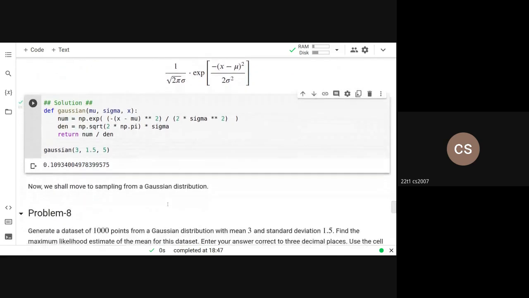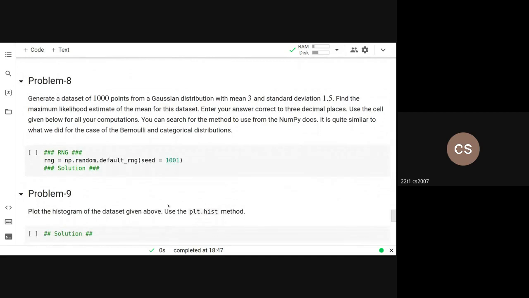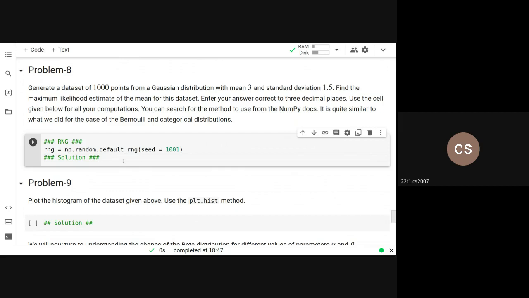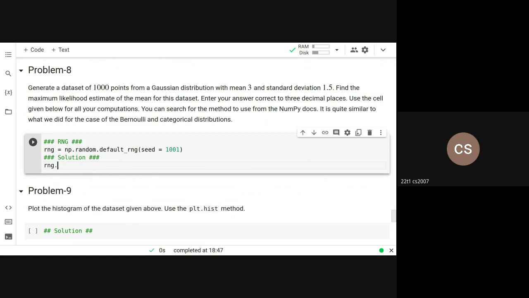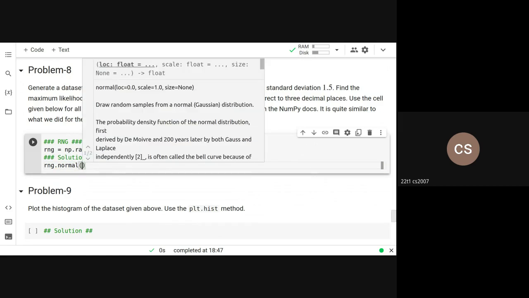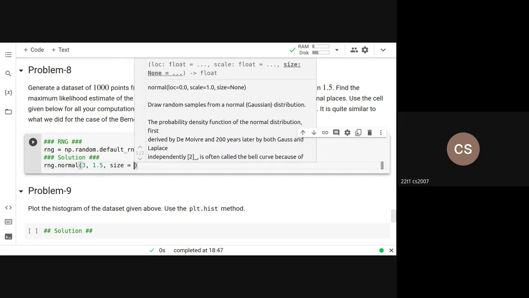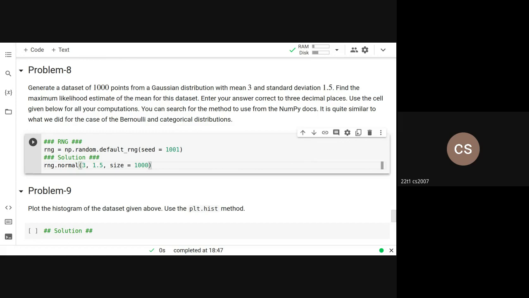Okay, I hope you all got this. All right, so once you understand what the density of a Gaussian is, now we can sample from a Gaussian, right? How do we do that? NumPy provides what is called normal for the normal distribution. So you can specify the mean, which is 3, and the standard deviation, 1.5, and you give the number of points, which will be 1000.